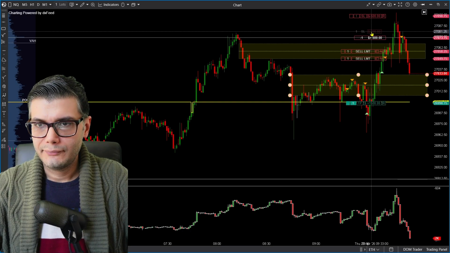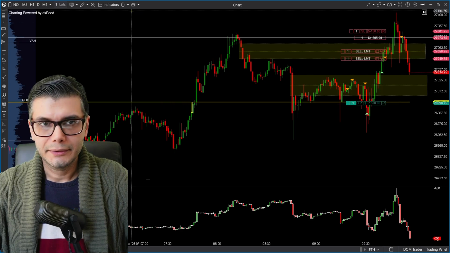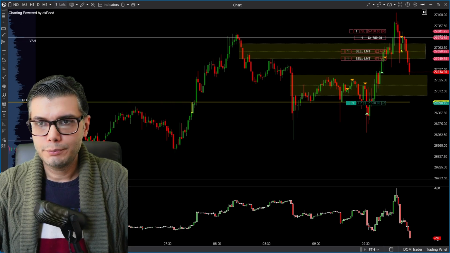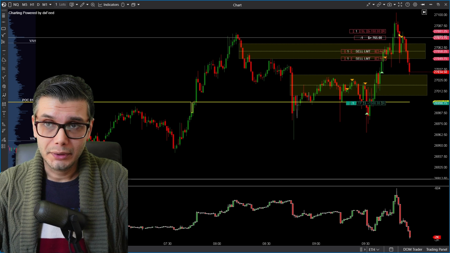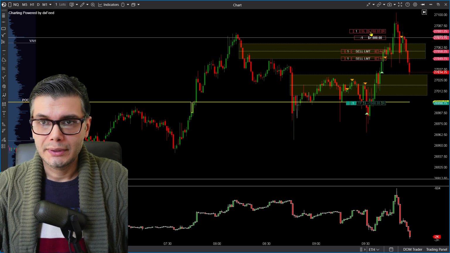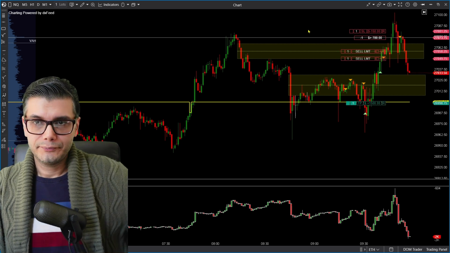Now I have these two bullish candles in here. These two bullish candles are trapped buyers. The price should not go above it. If it does, then I'm wrong, and I will be out with $150.